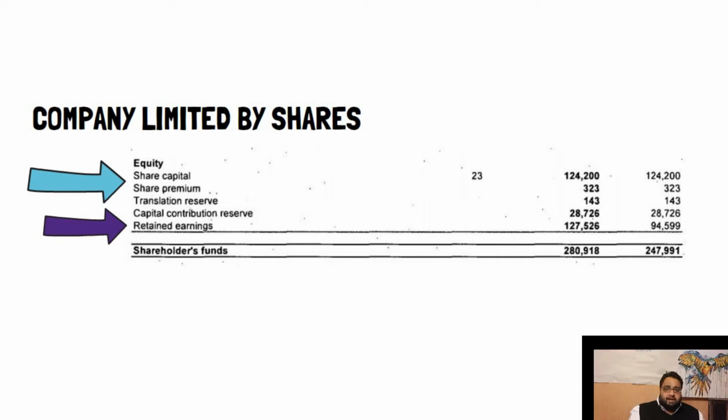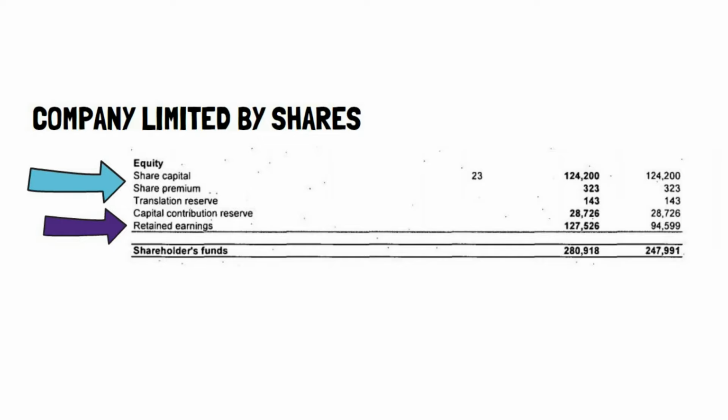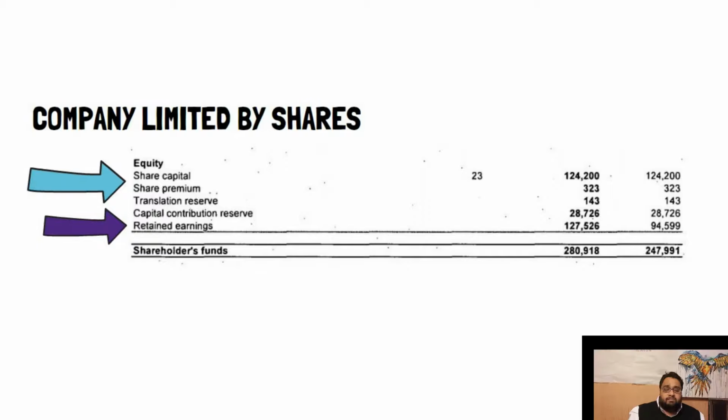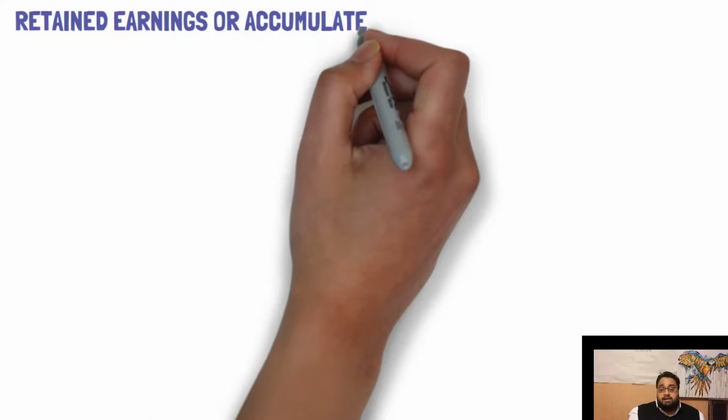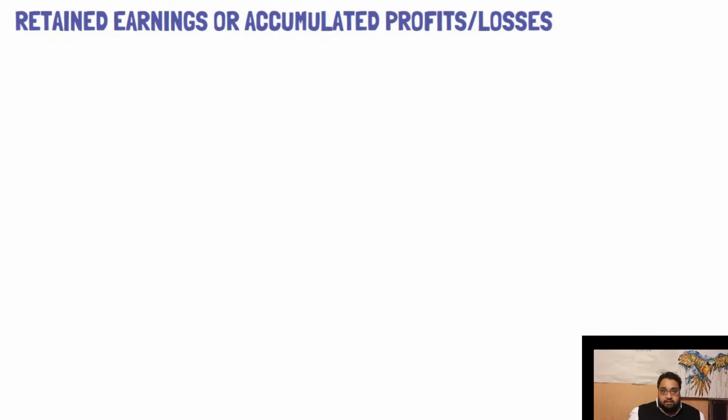So we've covered off share capital and share premium. Let's remind ourselves of what equity looks like in a normal set of financial statements. So you'll see at the top, you can see share capital and share premium, and then you have a set of accounts in the middle and towards the bottom. The main one we're going to focus on is retained earnings. Now, what is retained earnings? Well, retained earnings is also known as accumulated profits or accumulated losses.